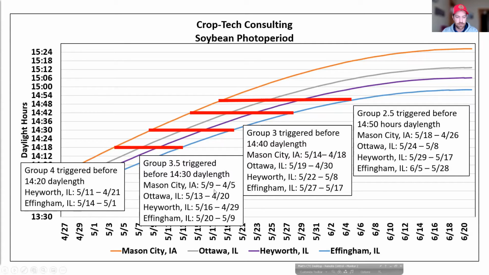Same thing as we look at these other locations, these different maturity groups, as we get all the way up to Mason City, Iowa, where they're not accumulating those growing degree units as fast early in the season. There's a larger separation between when that bean would have to be planted to get it up and get the unifoliates out before that trigger date.